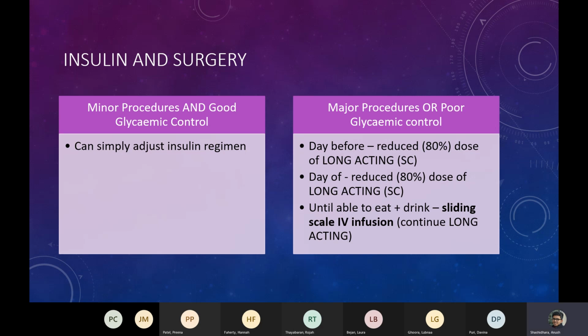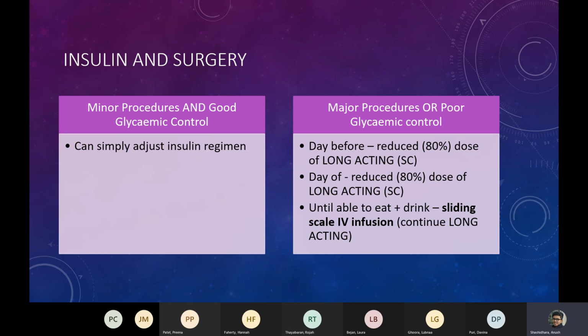On the day of the procedure, you're going to continue at that reduced 80% dose. And then after the operation, you continue the long-acting at the full dose, but you also have a sliding scale infusion in order to manage how well they're eating or drinking. So sliding scale insulin just means you regularly check their blood glucose and you make adjustments to the insulin infusion every time you check the blood glucose. You don't need to know much more than that.